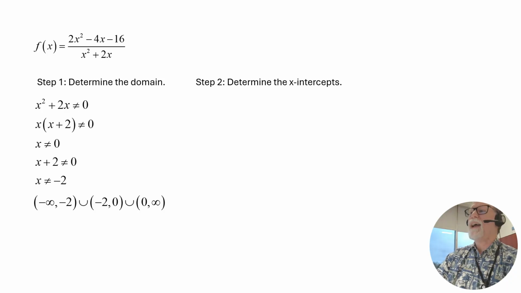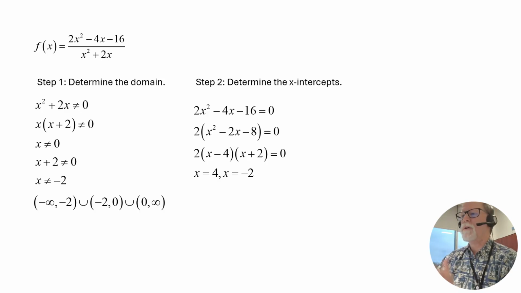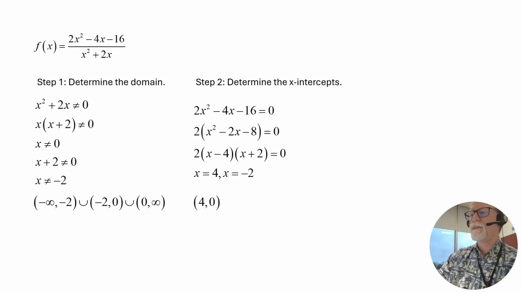Okay, next step. Determine the x-intercept. So we'll take the numerator and set it equal to 0. And we see there are two values there, one of which we excluded from the domain. That cannot be an x-intercept. There's only one x-intercept. Always write the intercepts as points.